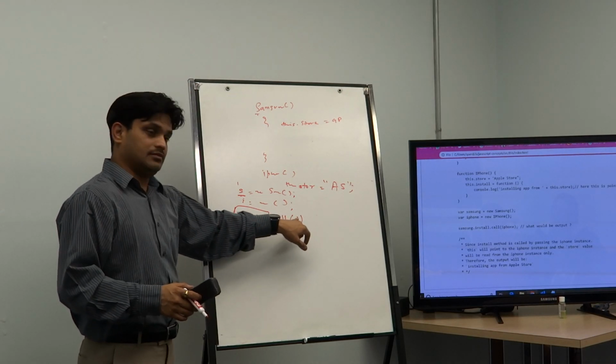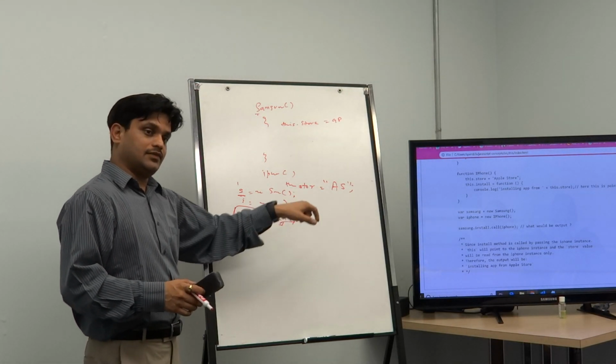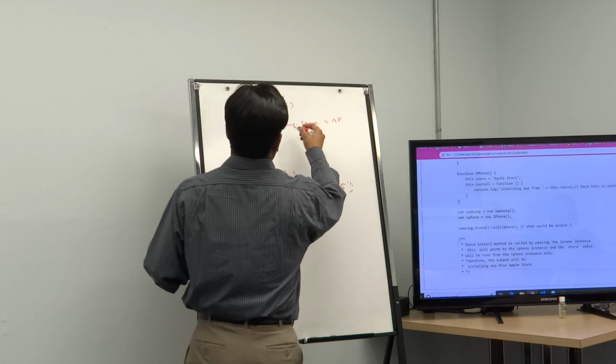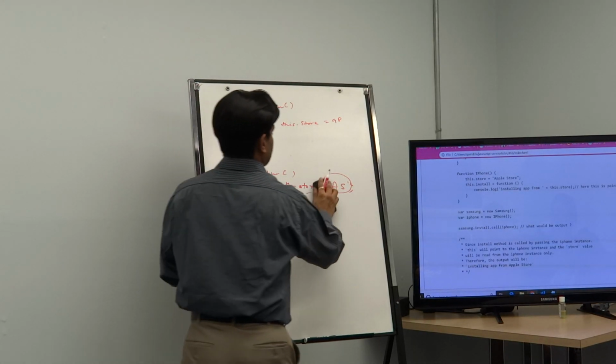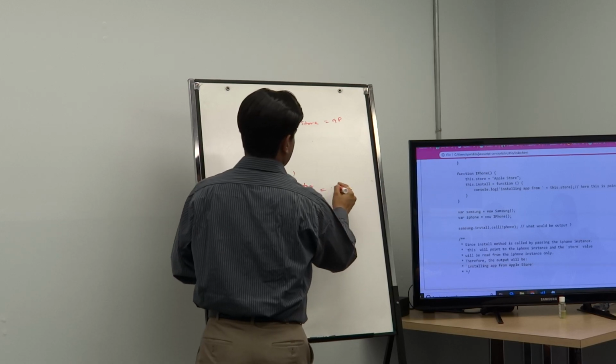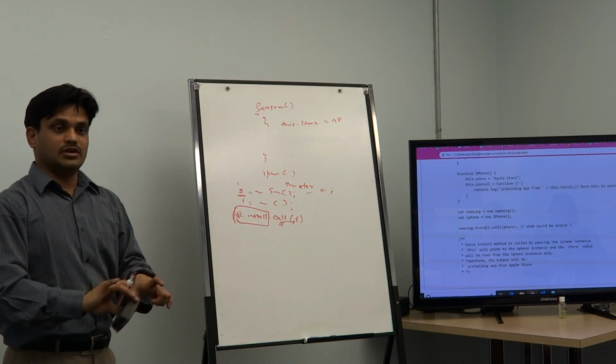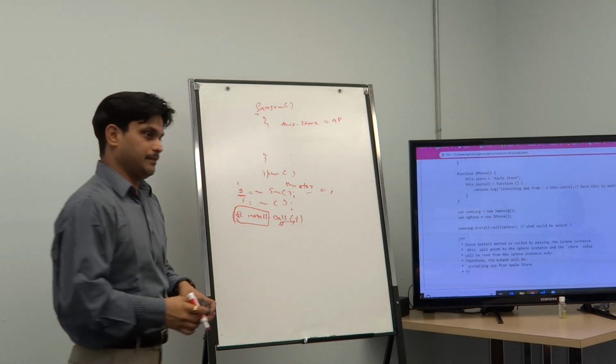and you call with this instance, and then there if you have iPhone this.store equal to AS, that will print AS. If you didn't have AS, let's say here you had undefined, it will print I am installing from undefined, right?